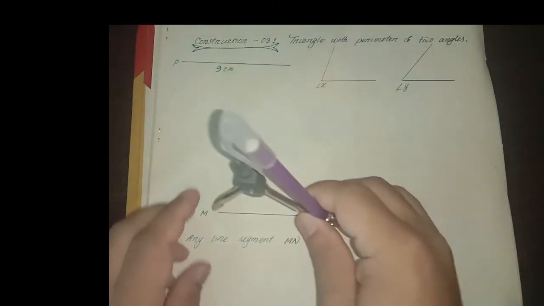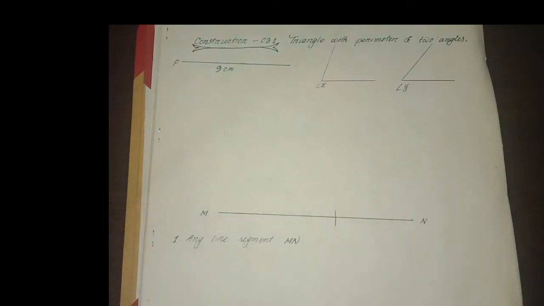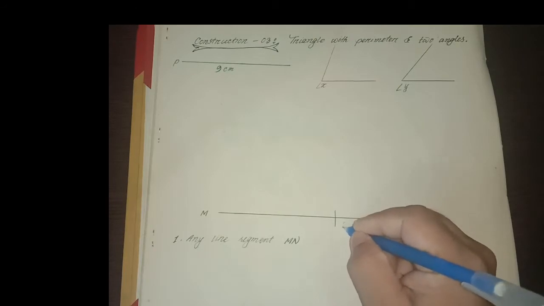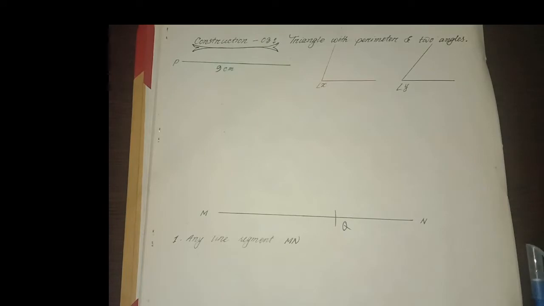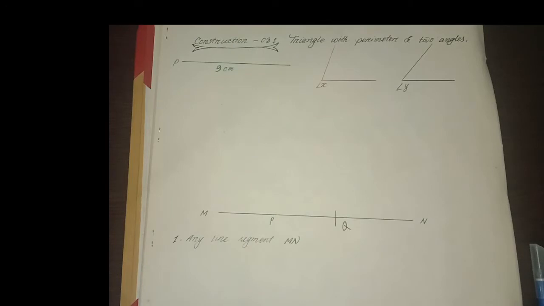So step 1, first of all, we take a line segment MN, and from M, by taking the measure of P with the compass, set the pointer at point M and swing an arc. So let the name of the point be Q, and we cut MQ by taking equal measure of the perimeter P.